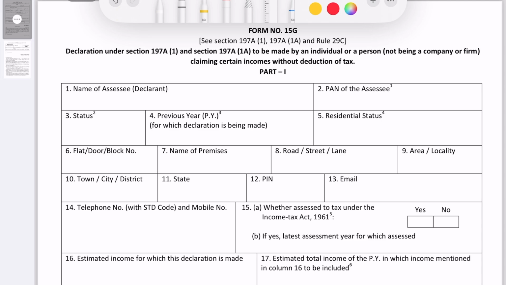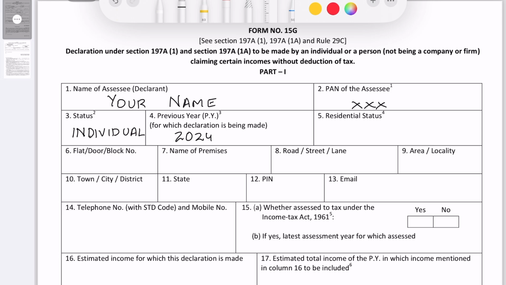So name of assessee or the declarant, that is your name, is going to be in bold letters as I always instruct. Please mention your PAN card number. The status is going to be individual. Why? Because you're not a firm. The previous year means financial year in financial parlance.